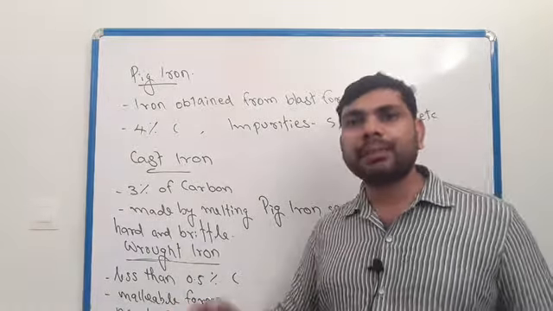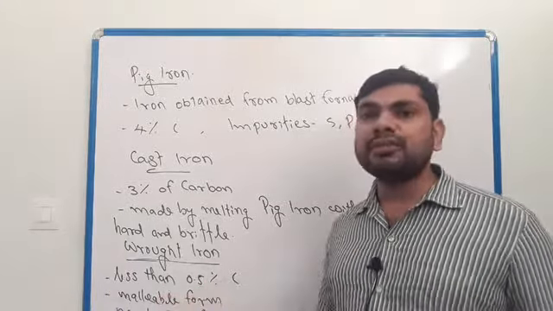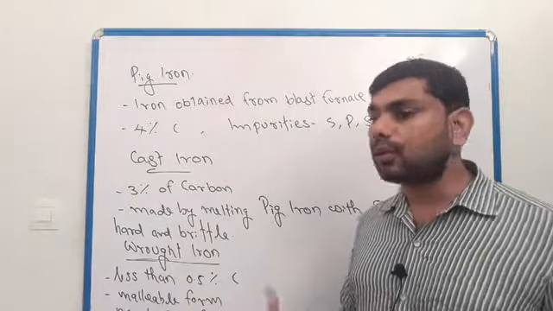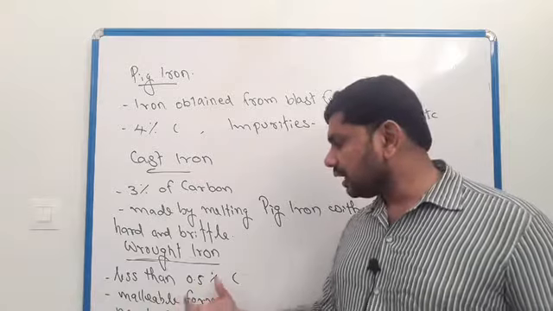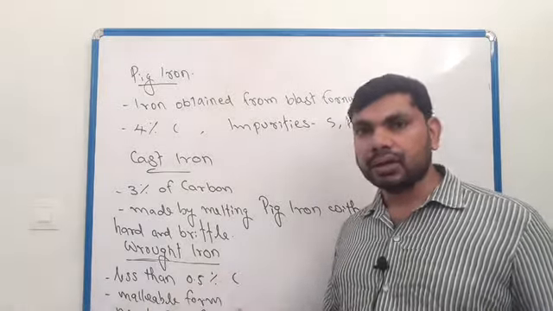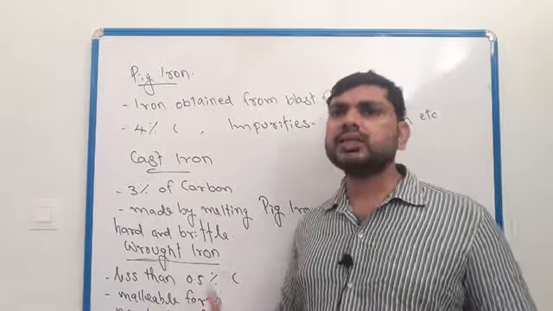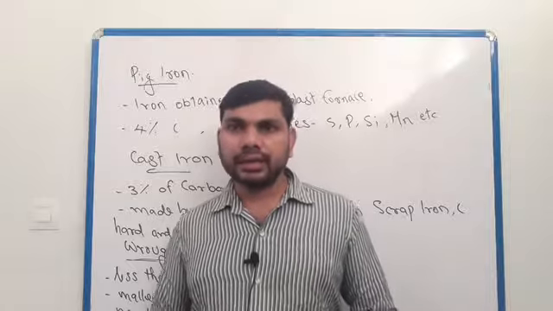It also contains some other impurities, and it is a malleable form of iron. Malleable form of iron is wrought iron. Because of the low carbon content, it is malleable. Clear? These are the things we have to understand about extraction of iron.